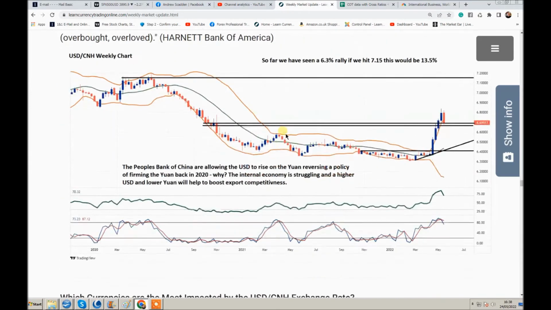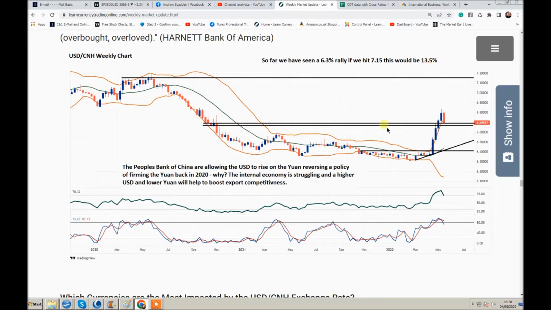I just want to skip this chart here, which is the US dollar against CNH. That's the offshore spot Chinese yuan. Okay, now what you can see is the dollar came down from 2020. This is a weekly chart. You kind of base out here and then bang, up she goes. So 6.3% that rally. We're looking for 7.15. If we get up there, that's a 13.5% move.